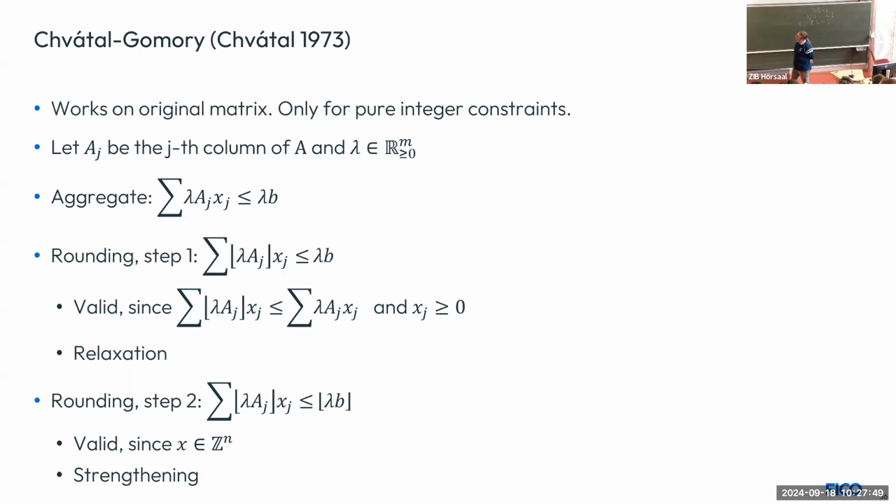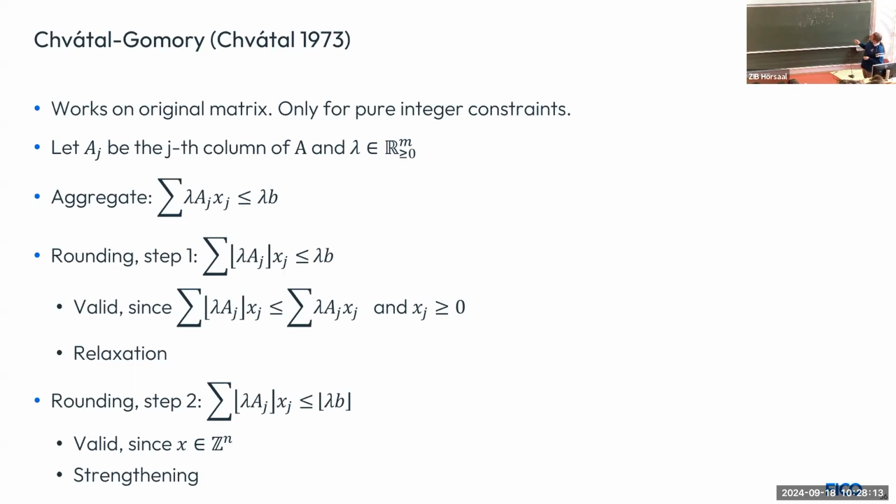Let's move on and completely change gears here to a different type of cutting plane algorithms. They're called Chvátal-Gomory cuts. They don't work on the tableau, they work on the original matrix. They're only defined for pure integer constraints, for pure integer problems. And the argument that we do here to derive a cutting plane is the following.